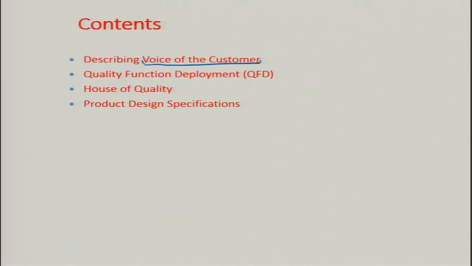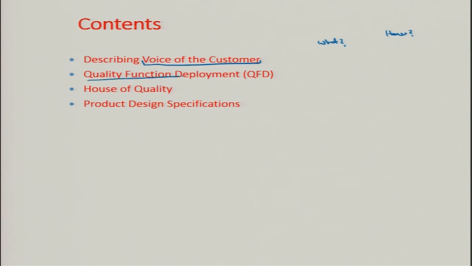So, voice of customer is translated to the manufacturer's requirement. The first thing is to identify what is the voice of the customer, or what does the customer need and how we will meet that. What does the customer need and how we will meet that? These are the two questions.